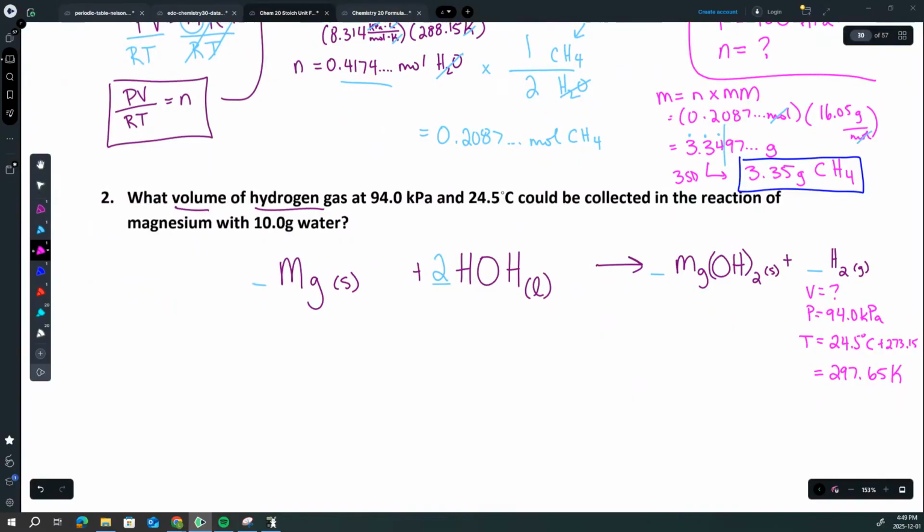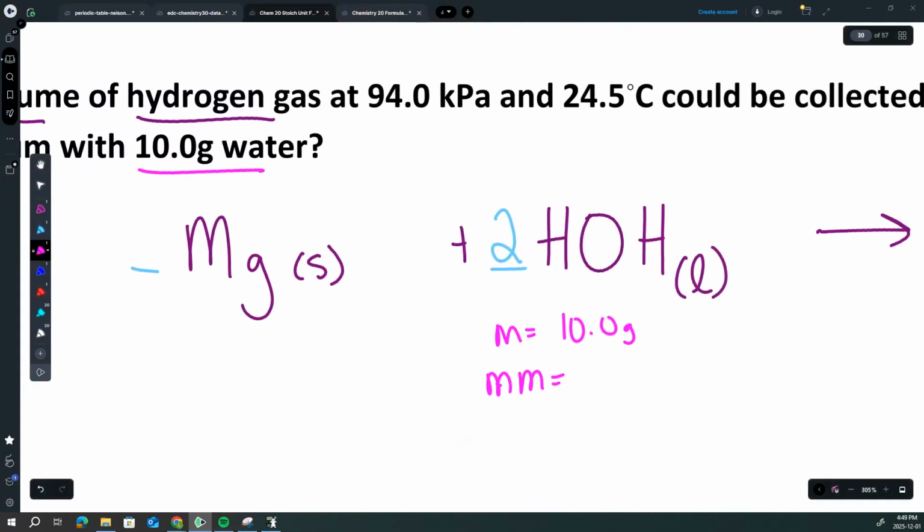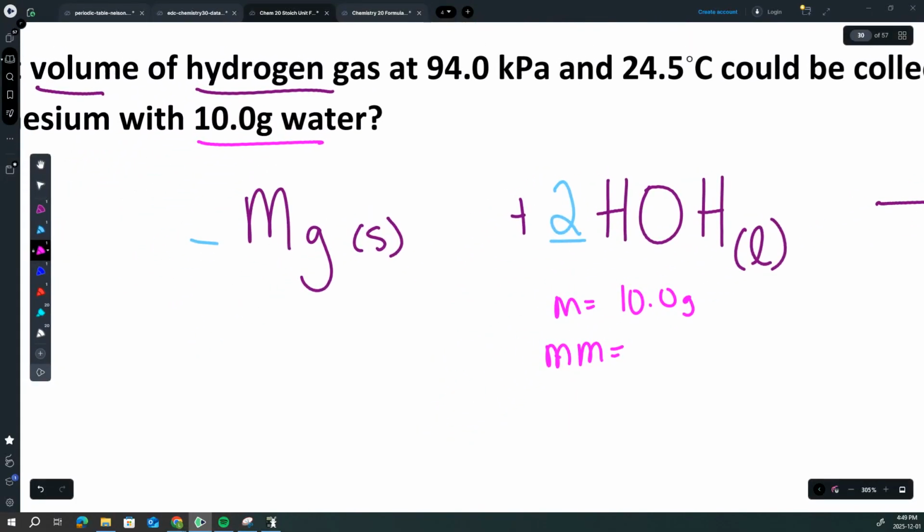Okay, what else do we have? We have 10 grams of water. So mass of water, 10 grams. Whenever you have mass, you're going to have to figure out molar mass. Okay, so pause the video and try to figure out what the molar mass of water is. And then once you're finished that, you can hit play and resume the video.